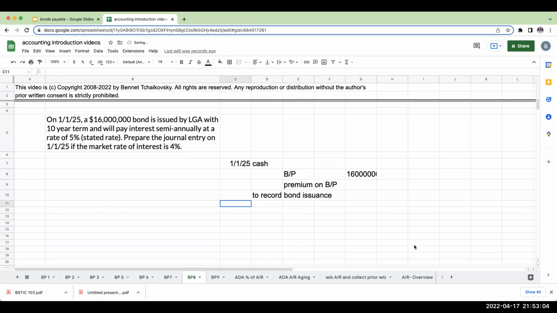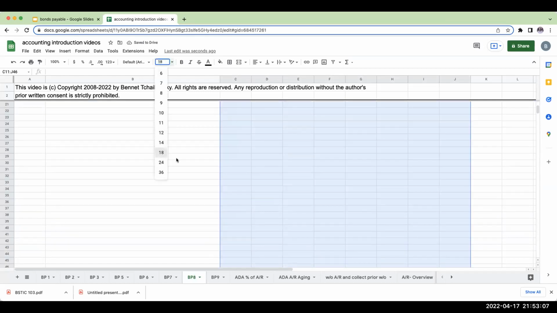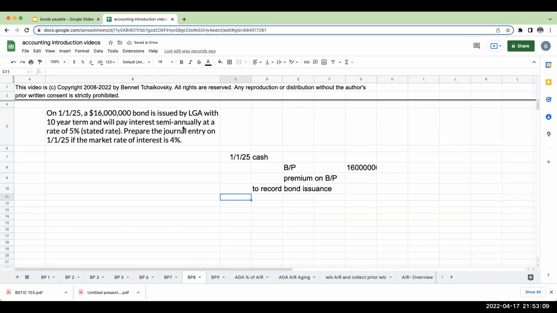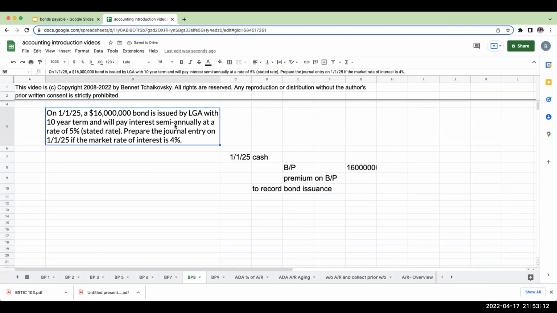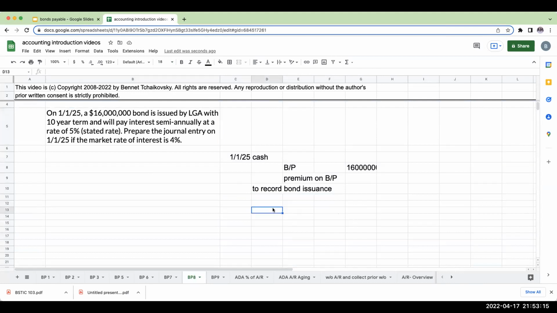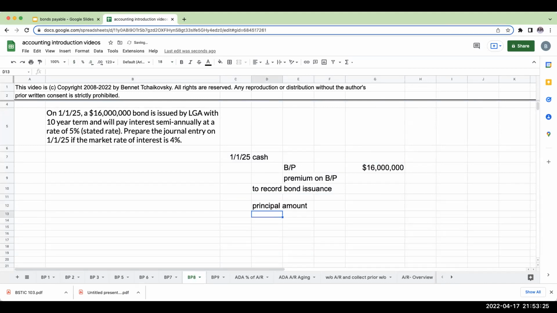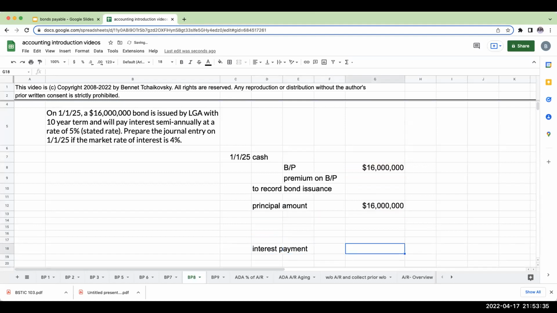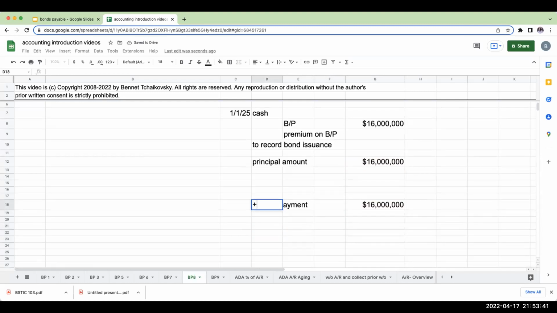Now here's where things are going to be a little bit different than what we were doing before. Here, interest is being paid twice per year. So let's first figure out the cash that I'm going to have to pay out. Well, we've got the principal amount, which is 16 million. But when it comes to the interest payment, I've got 16 million as my principal amount.